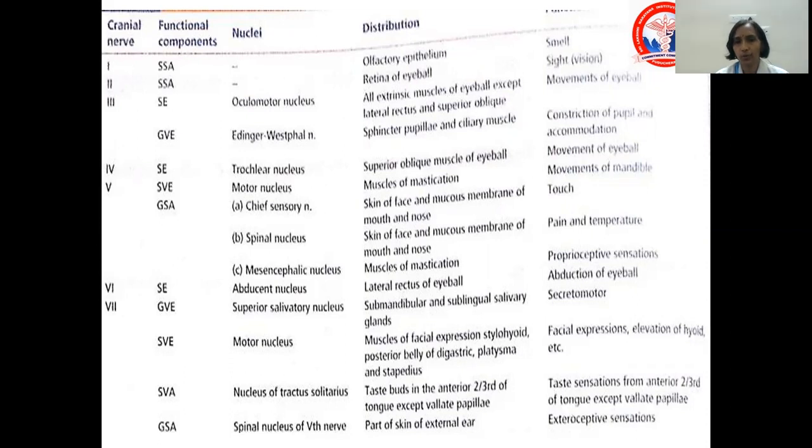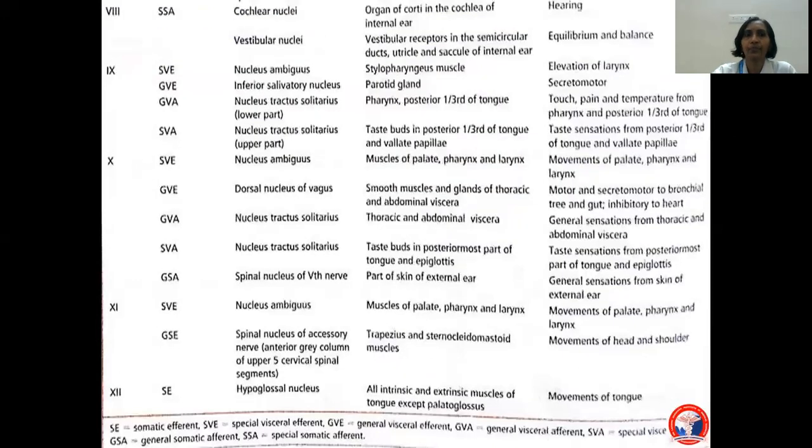The third component of the facial nerve is special visceral afferent. These are special sensations from viscera. In the case of the facial nerve, it is the taste sensation from the anterior two-thirds of the tongue up to the vallate papilla. The fibers run through the tractus solitarius to the nucleus of the tractus solitarius. The fourth component is general somatic afferent, which relays the exteroceptive sensation from part of the skin of the external ear into the spinal nucleus of the trigeminal nerve.